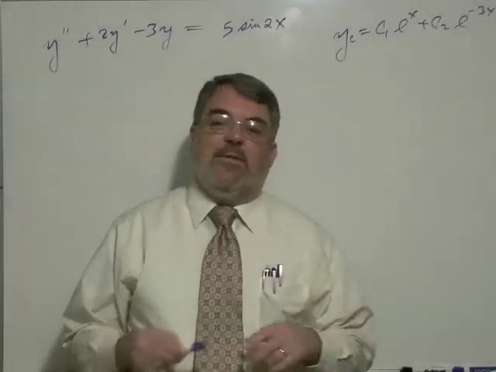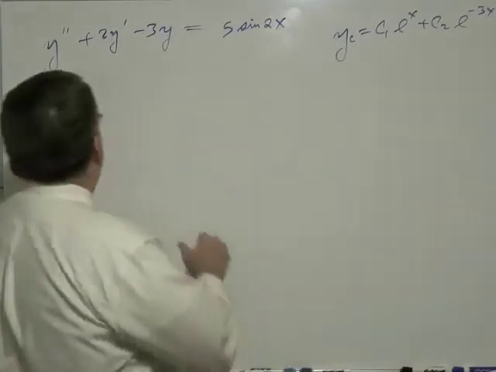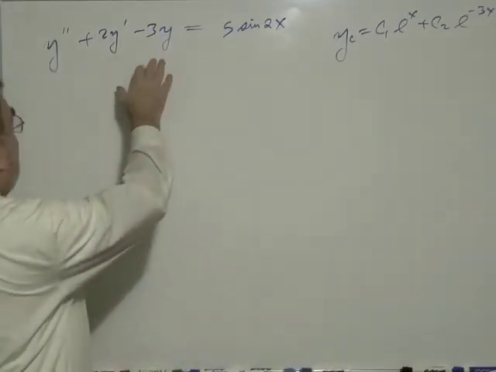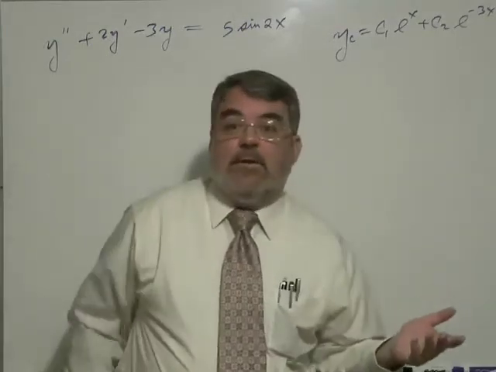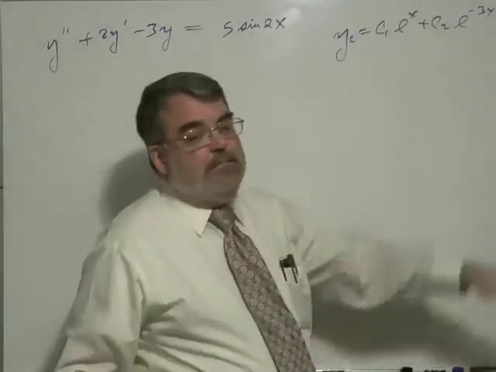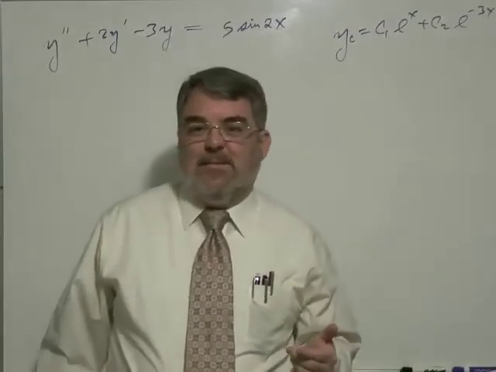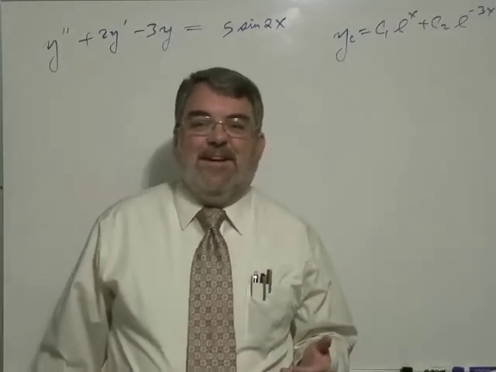This problem is the same as in the previous video. y double prime plus 2y prime minus 3y equals 5 sine 2x. And we've already established the complementary solution. We're going to approach it differently by using complex numbers. And here's how we'll go.